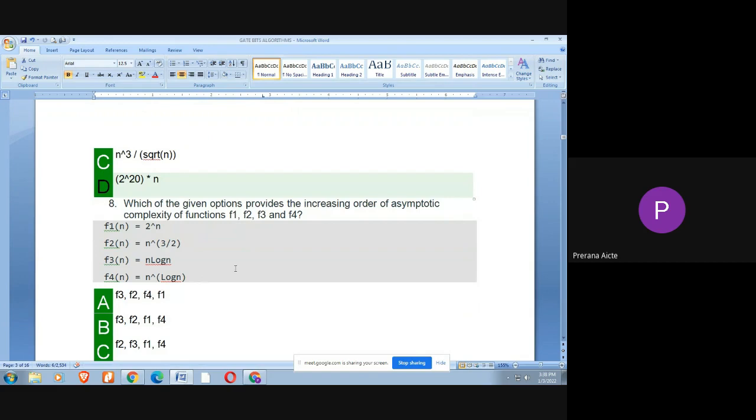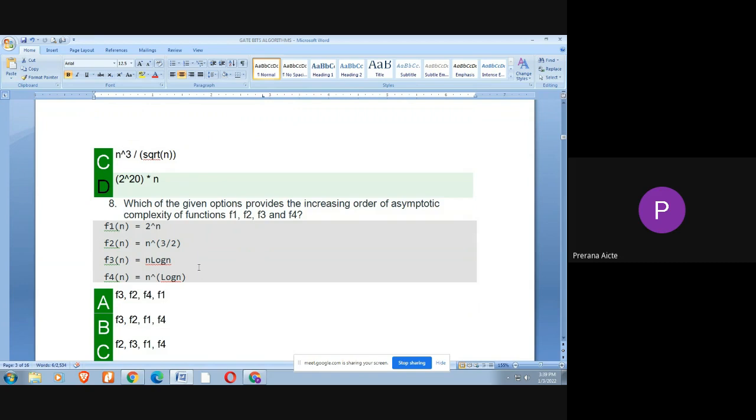Now, which of the given options provides the increasing order of asymptotic complexity of the functions? We are given four functions and we have to arrange those functions in increasing order of asymptotic complexity. The smallest order is going to be constant, then log n, then n, then n log n, n square, like that.